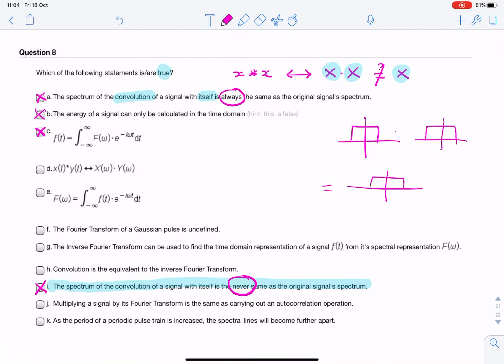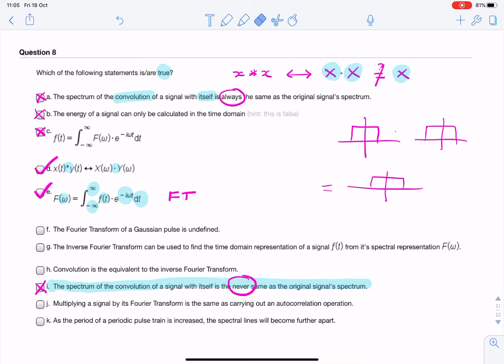D, the convolution of two signals is equivalent to the product of the two spectra. Yes, that's the convolution property. So that's true. E, here we have a time domain signal, here we have a frequency domain signal, so we're looking at the Fourier transform. So check that we have the right power, check we're integrating over time, check the limits of the integration. Yes, that looks correct to me.